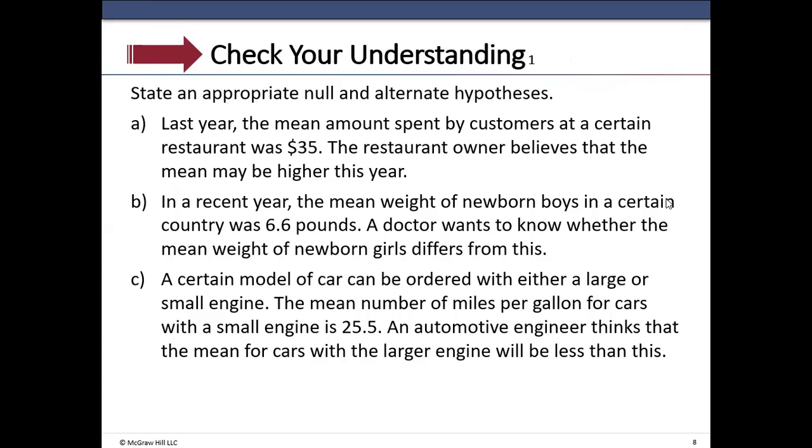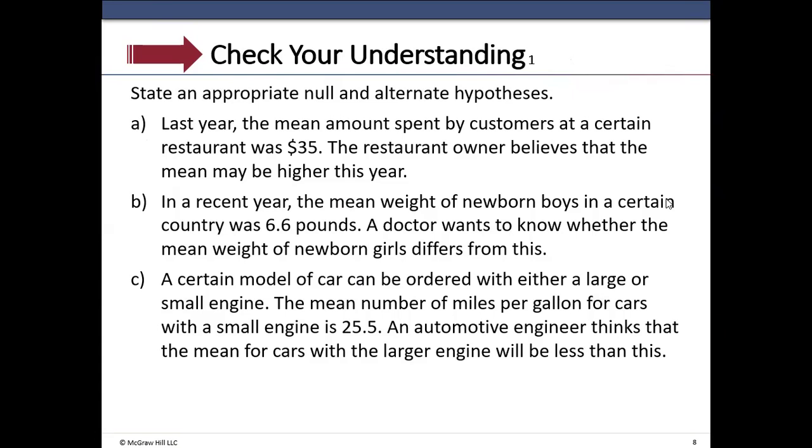Right tail test. In a recent year, the mean weight of newborn boys in a certain country was 6.6 pounds. A doctor wants to know whether the mean weight of newborn girls differs from this. So the null hypothesis H sub 0 colon mu equal to 6.6. This is the mu of the boys. And the doctor wants to know whether the mean weight of newborn girls differs from this. So differs does not say going up or down. So mu girls not equal to 6.6 is the alternate hypothesis. Not equal to because we do not know whether it's greater than or less than.